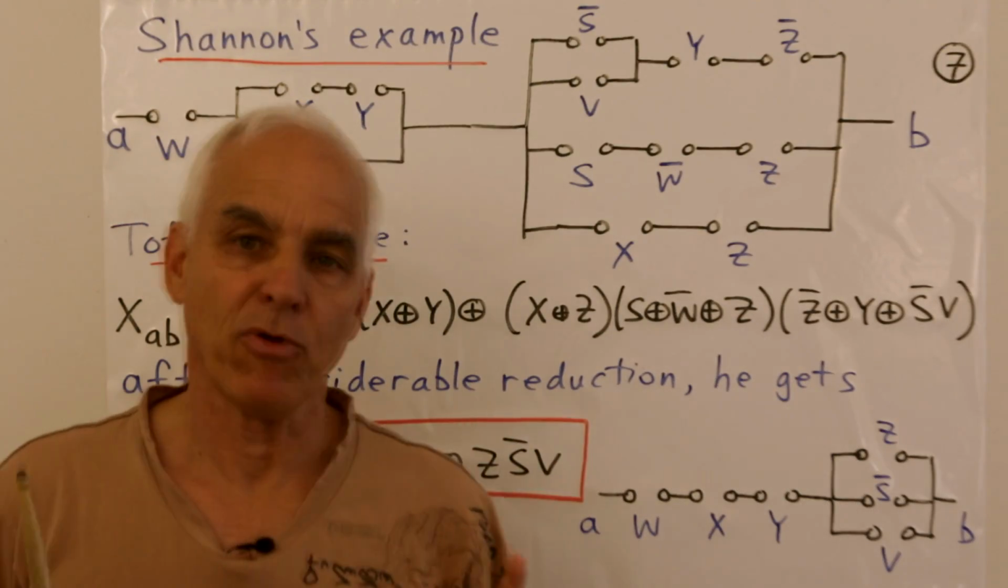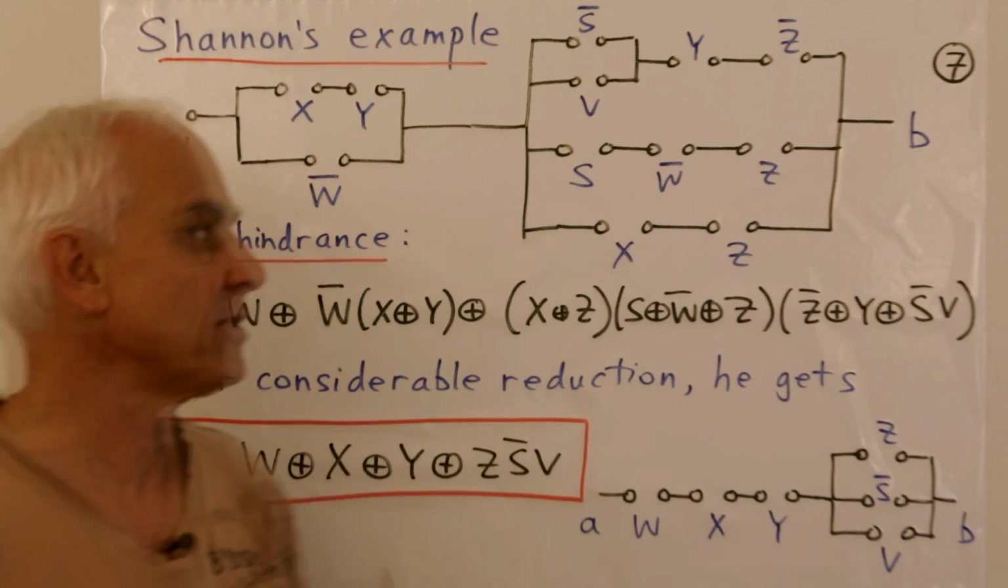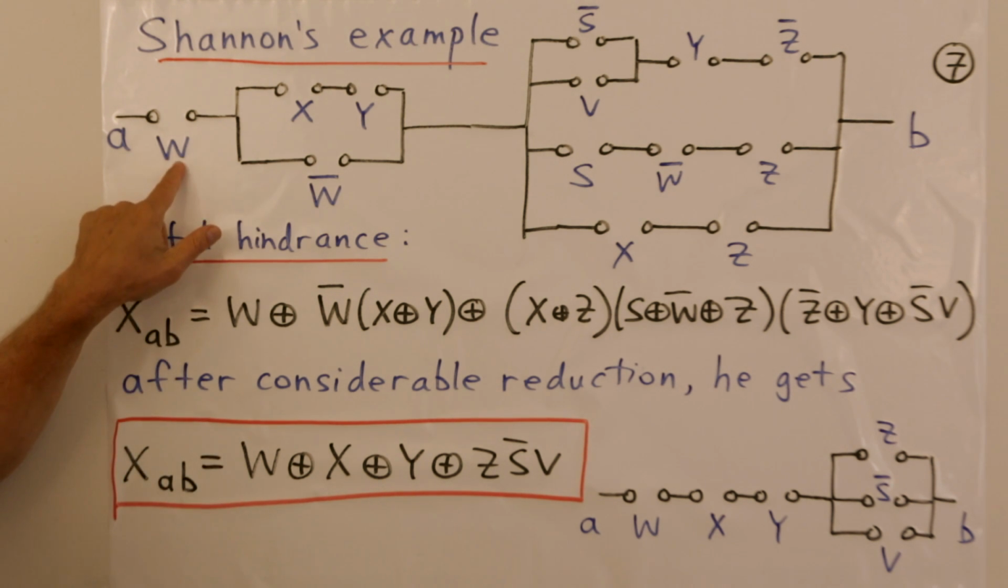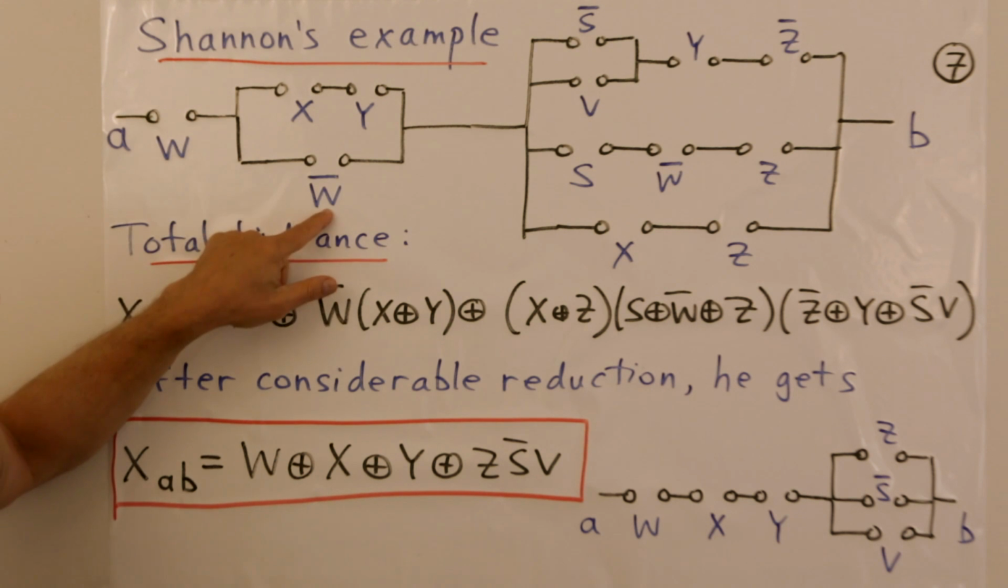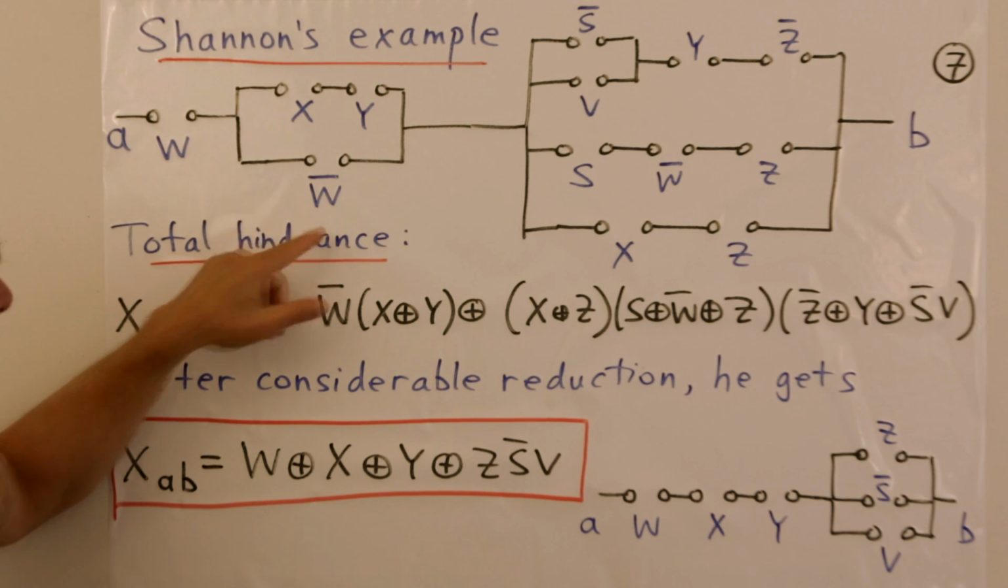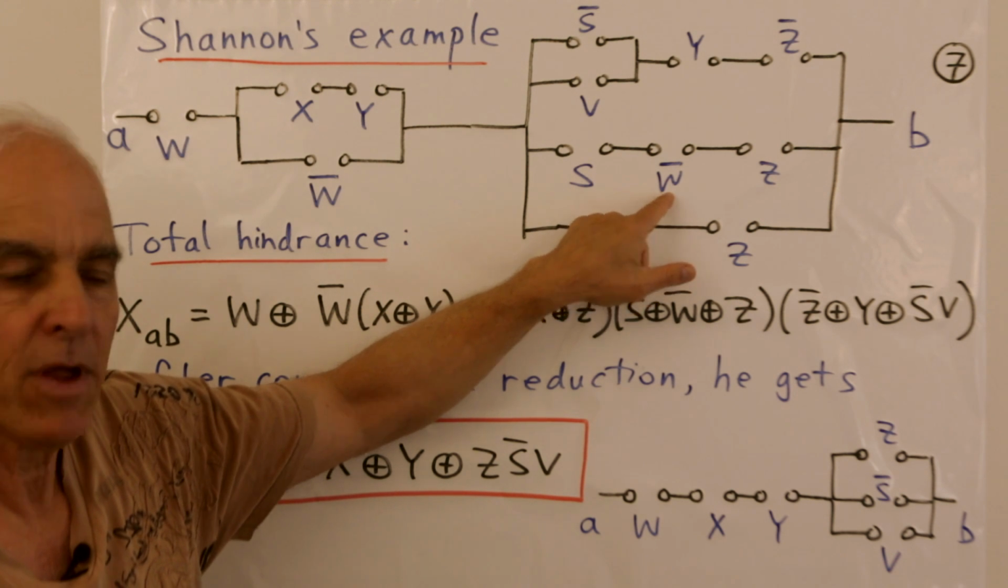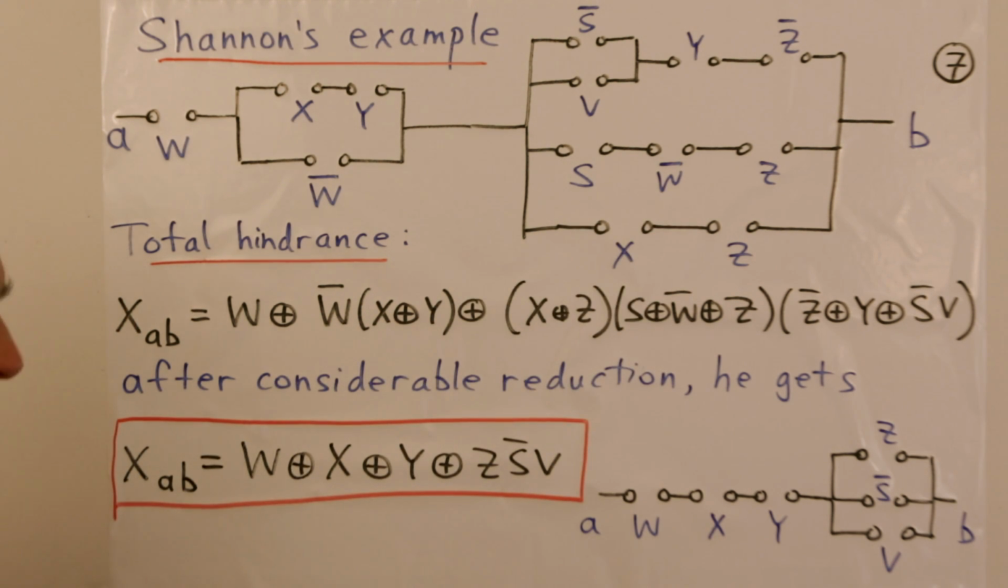Okay, so here's an example that Shannon actually looks very carefully at. It's a rather complicated thing. Let's have a look at it. We see in particular that there are these hindrances here, but also their bars appearing in other places. So here's W, and here's W bar, and here's W bar again. So how are we supposed to interpret this?